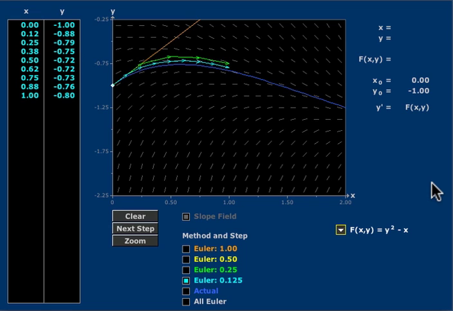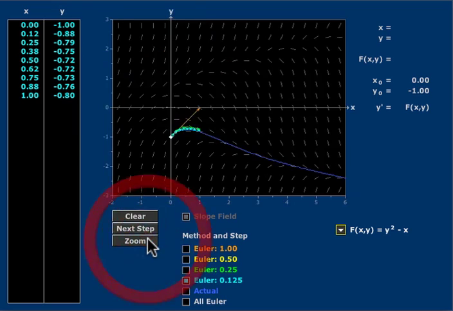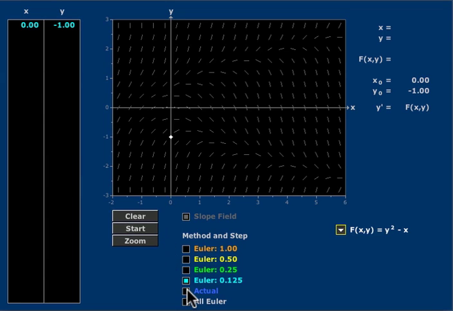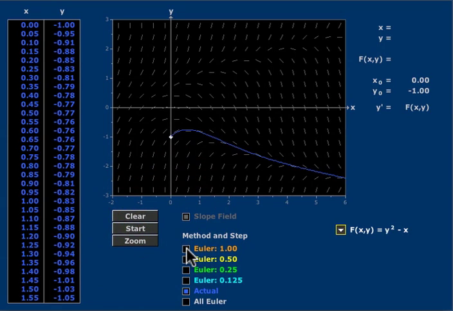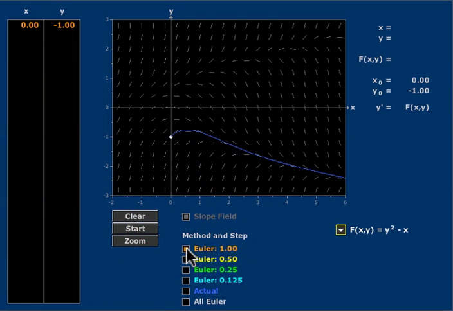There are lots of things that can go wrong in this kind of numerical work. To see one of them, let's unzoom, zoom back, clear the screen, redraw the actual solution, and choose step size 1. Now, instead of wanting to compute y of 1, suppose that I wanted to compute the value of the solution near x equals 6. Well, if I try doing this using step size of 1, let's see what happens.